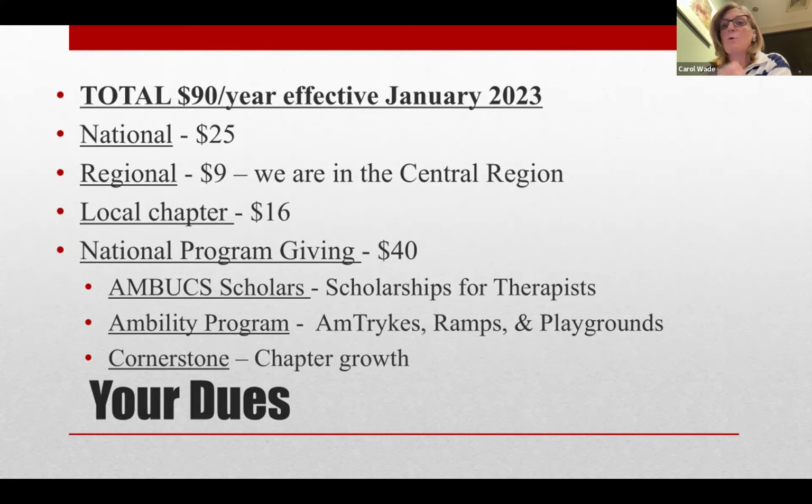and just share with them what the breakdown of those dues are. So we talk about how much stays local, how much goes to regional, to national, what each one of these things are. So I will talk about what is AMBUC scholars and what's the impact of that. What is Ability and what does that mean? And why do I have dollars that go to that? And what is Cornerstone and what does that mean? And I think people appreciate that transparency in the dues.